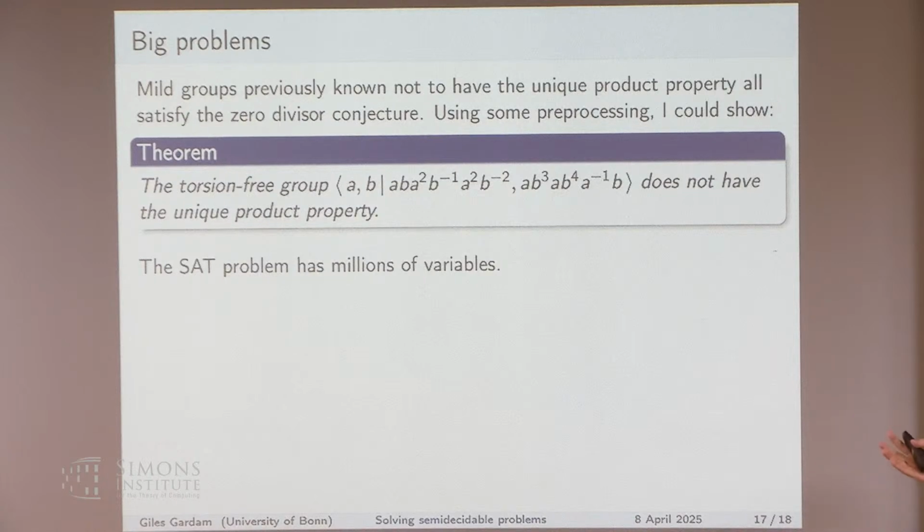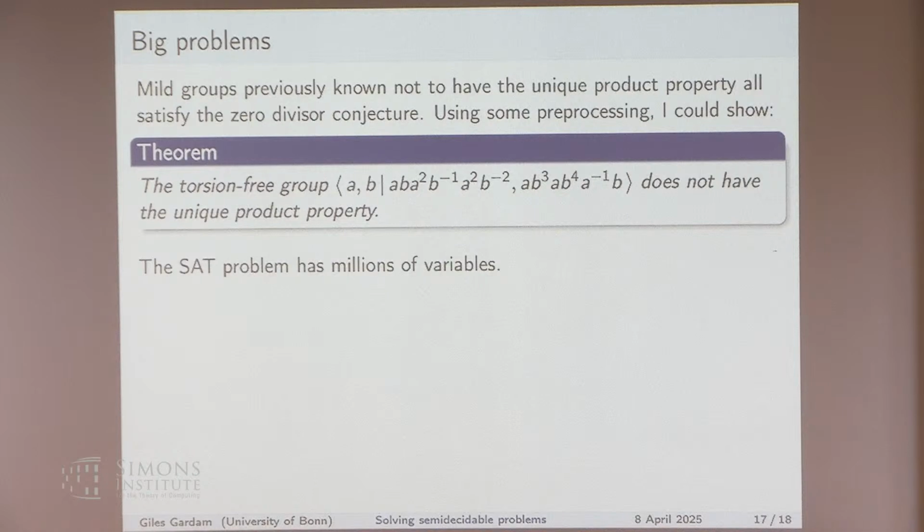But of course, this unique product property is also something I can try and disprove using SAT. And I could take one group which has lots of good theoretical reasons to be interested in and show that this group... I've just put it in this presentation as a way of fitting it on the slide. It's maybe not the best way to think about the group, but anyway, this group exists. It's not known to satisfy the zero divisor conjecture, and it doesn't have the unique product property.